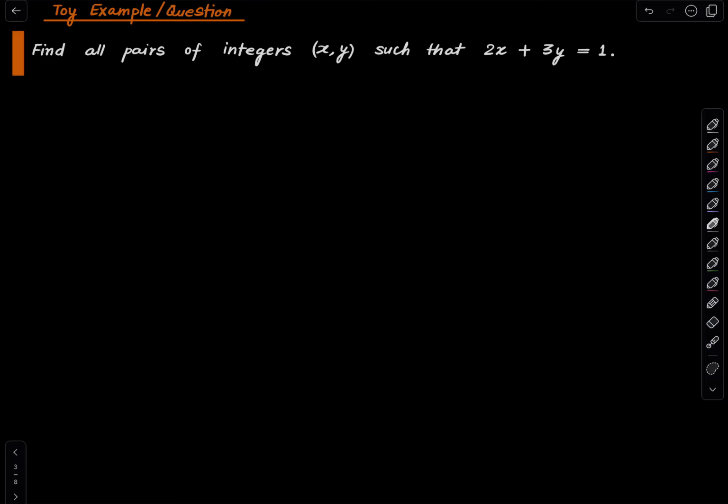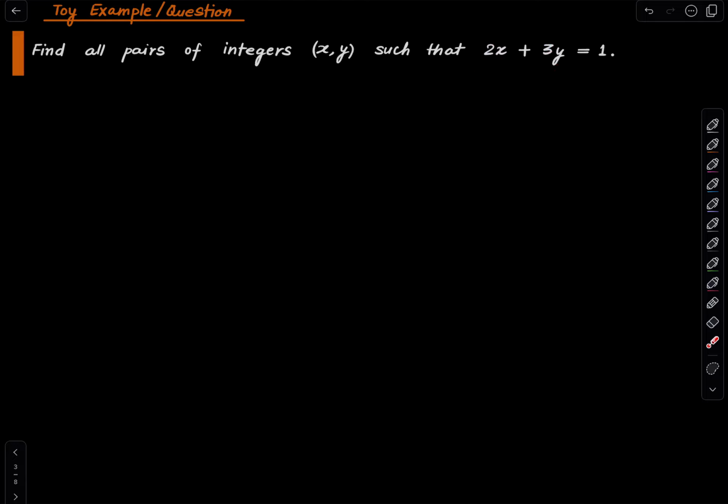Okay, so let's at least find one pair of solutions. By Bezout's theorem, we know that the solution does exist because the GCD of 2 and 3 is 1. By Bezout's theorem, we know that there do exist integer solutions to this equation.